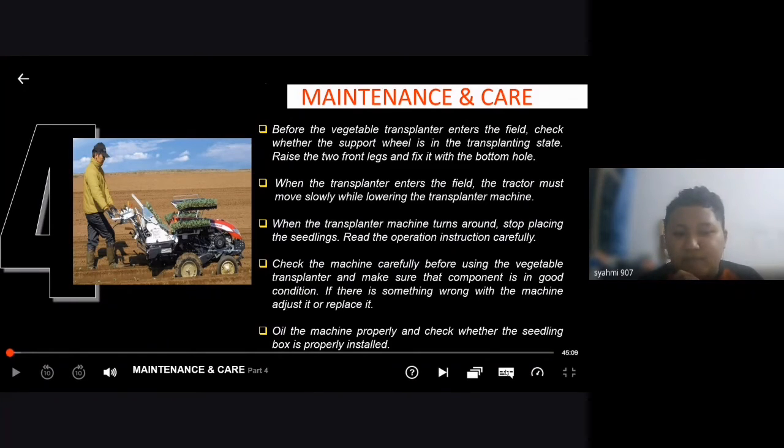If there is something wrong with the machine, adjust it or replace it. And lastly, oil the machine properly and check whether the sealing board is properly installed.